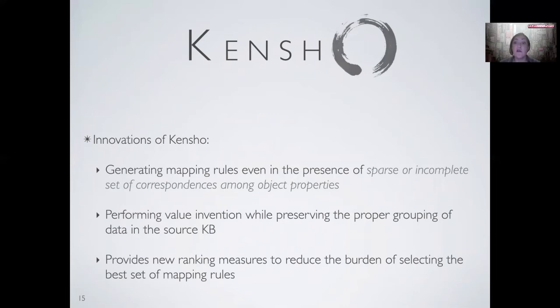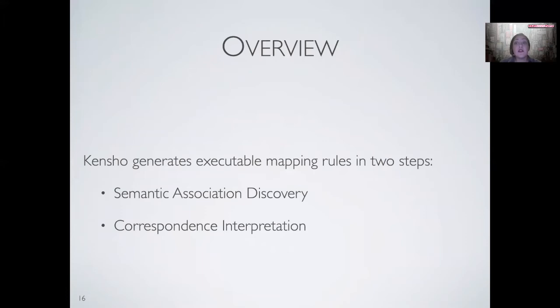It can also perform value invention while preserving the proper grouping of data in the source knowledge base. In addition, Kensho uses a set of ranking heuristics to reduce the burden of selecting the best set of mapping rules. Kensho generates executable mapping rules in two steps: semantic association discovery and correspondence interpretation.